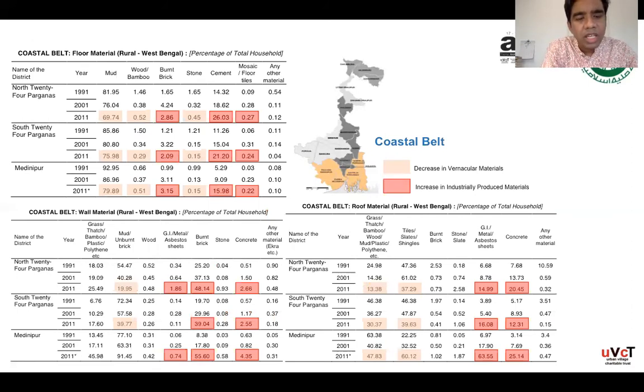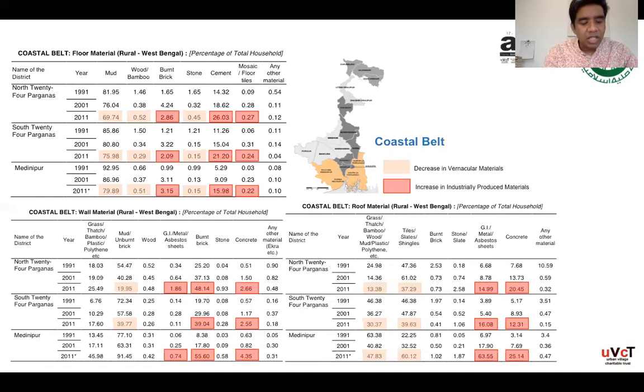However, the last 2 decades have witnessed a decline in the use of mud and an increase in the use of cement. The use of cement has increased 2 to 3 times. The use of other conventional building materials such as wood, bamboo, stone has declined. Burnt brick is on a gradual increase in the region too. There has been steady growth in the use of mosaic and floor tiles in the last 2 decades.